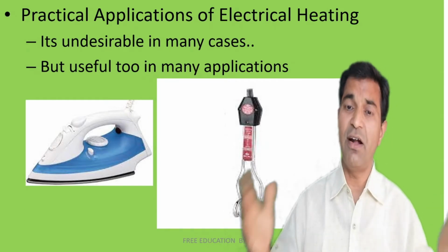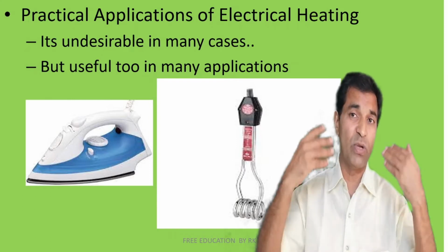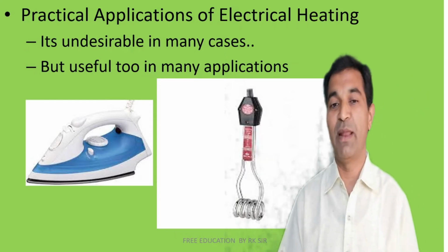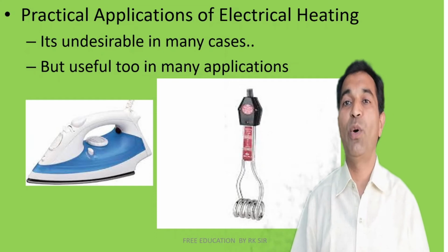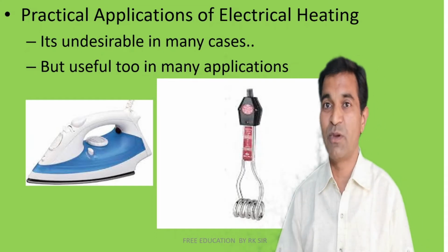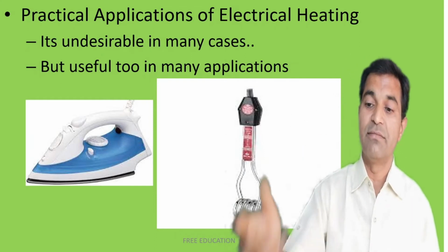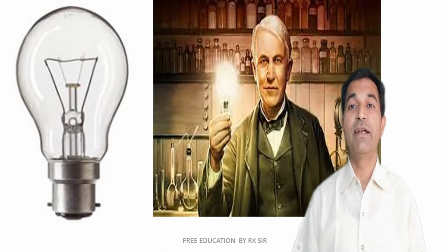No doubt it is undesirable in most cases because it leads to losses, it leads to inefficiency, but at the same time it is also useful in many applications. For example, in electrical iron, remember the nichrome alloy is used in such heating applications because it has very high resistivity, geyser and whatnot. Now let us talk about the incandescent lamp.